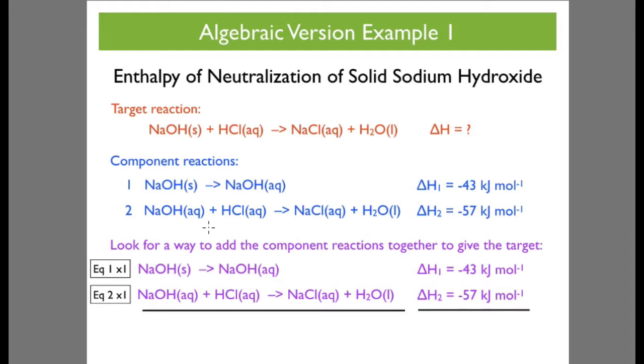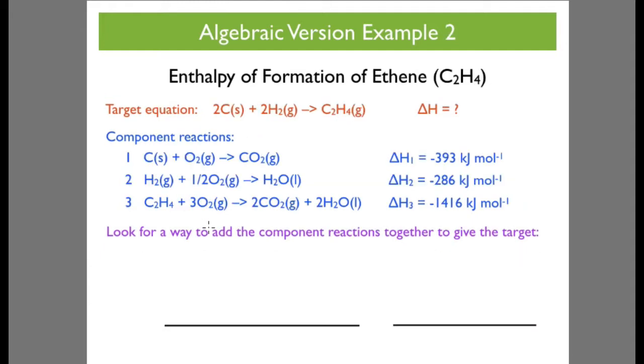So we can add them together, cancel sodium hydroxides to get sodium hydroxide solid plus HCl aqueous. And then we can simply add the enthalpies together. The third one is a bit more tricky. The enthalpy of formation of ethene.